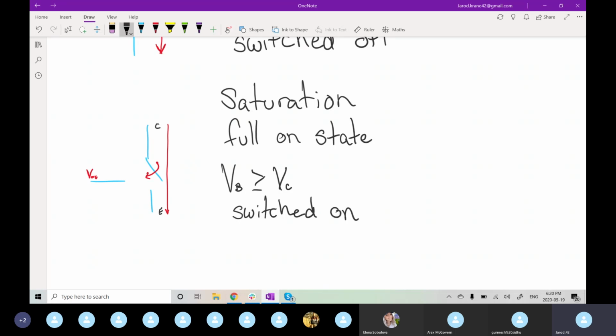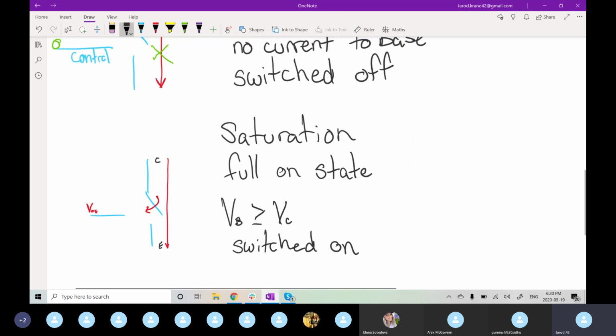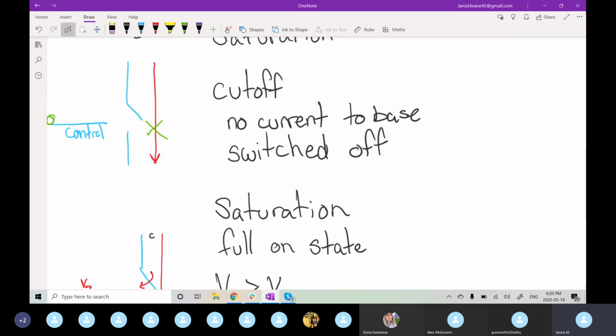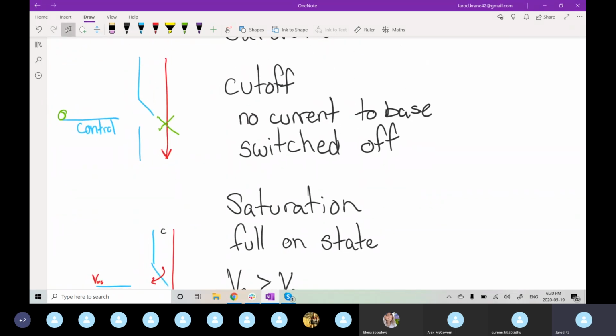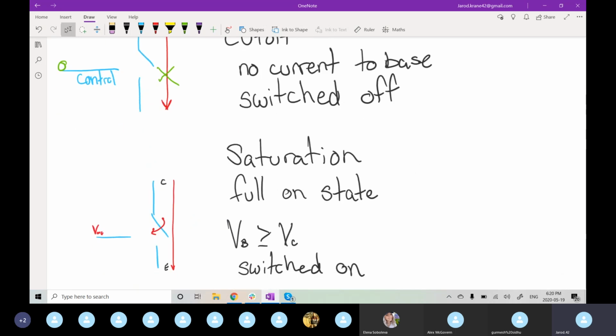So this is the operation region for a transistor when you want to use it as a switch. You either send 0 for it to be in cutoff, so switch open, or you send it the equivalent voltage that's seen on the collector pin to saturate it and cause a short, basically closing the switch.